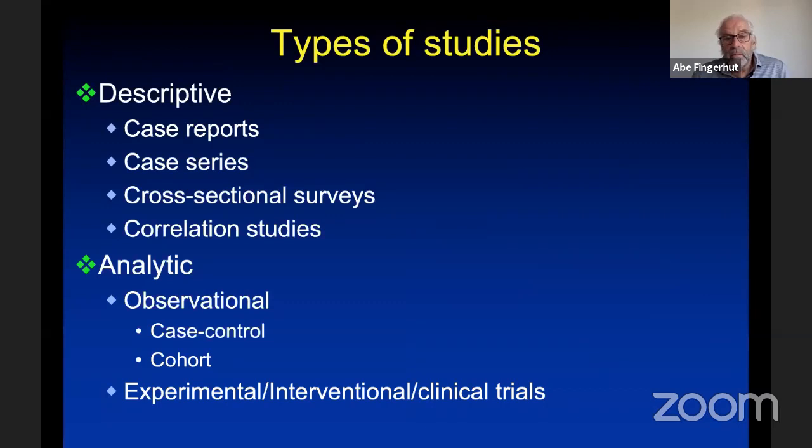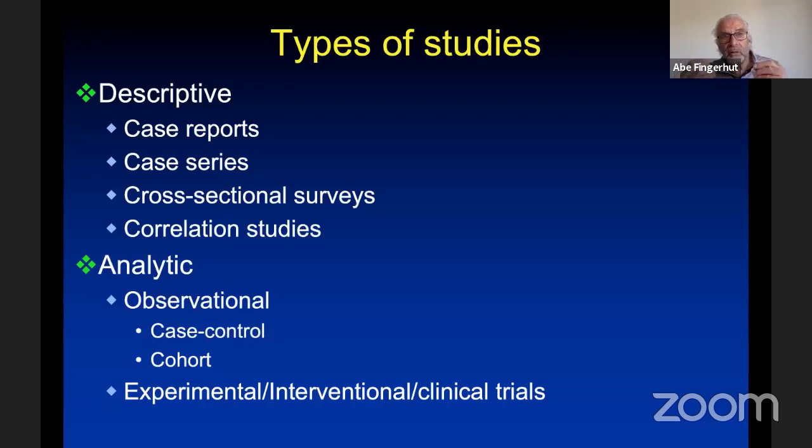All these preliminaries are found once again when we look at the types of studies. A case report or a case series, sometimes also cross-sectional surveys or correlation studies, they are descriptive only. There's no comparison. There's only one case or one series or one survey. No comparison. It's just describing.